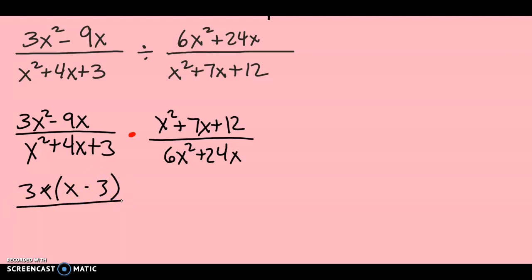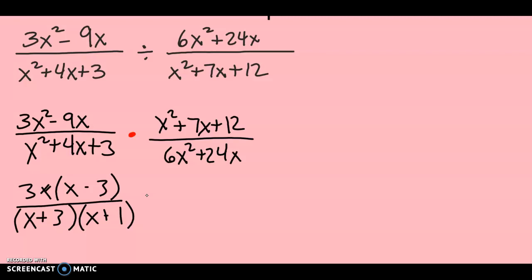On the bottom, we have a trinomial. We're looking for numbers that multiply to 3 and add to 4. Those numbers are 3 and 1. So the first parenthesis is x plus 3, and the second parenthesis is x plus 1. We keep the multiplication in the middle, and we move on to our second fraction.